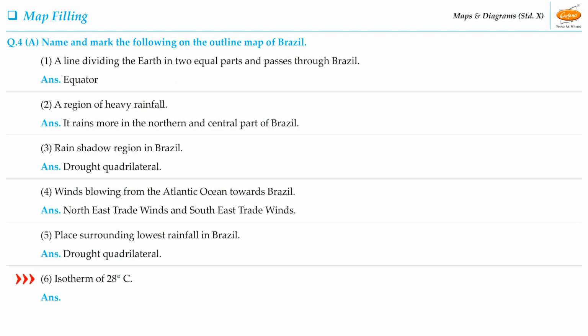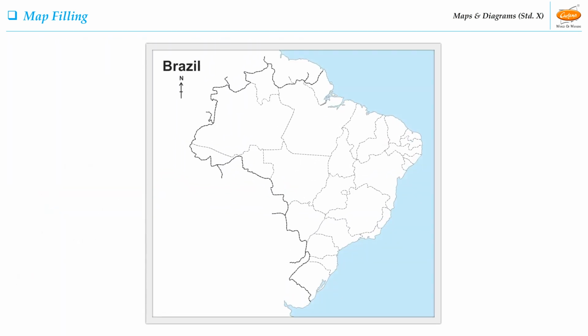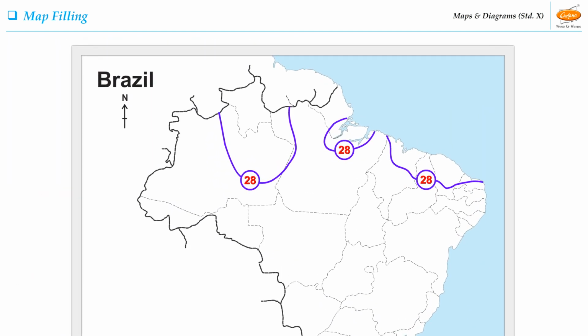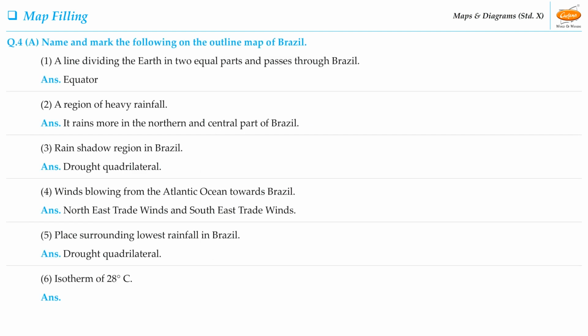Let's study the last question of this activity. Mark the isotherm of 28 degrees Celsius. Students, the lines marked on the map are the isotherm of 28 degrees Celsius. So students, with all these questions, we have completed our map filling activity.